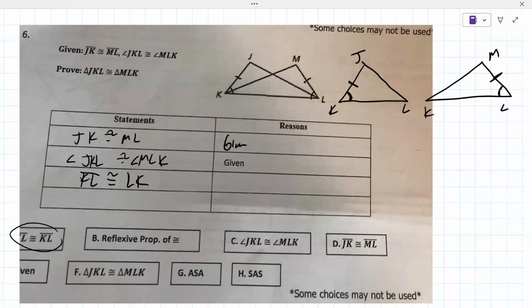Oh, your teacher doesn't like, okay. All right, well, it's reflexive property. From there, you can now prove that the triangles are congruent. Triangle JKL congruent to triangle MLK. What is the reason?